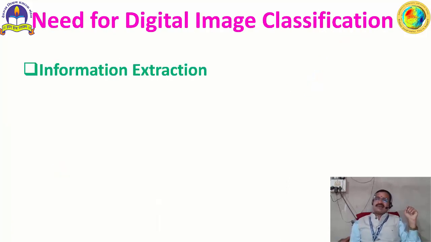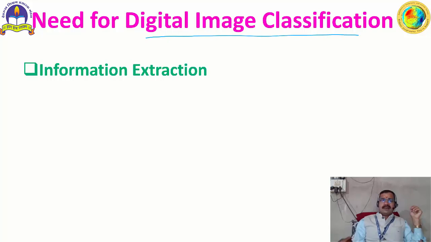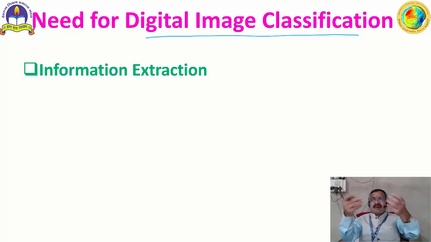What is the need for digital image classification? First of all, we need to extract the information, and for extracting the information we need to perform the digital image classification. But for that, again, we need to perform spatial enhancement techniques, spectral enhancement techniques, radiometric corrections, atmospheric corrections, etc. And after all, when you modify the image and remove the errors from that image, at that time you may apply the digital image classification technique to extract the information. Simply you can say digital image classification is a process of converting spectral classes into information classes.